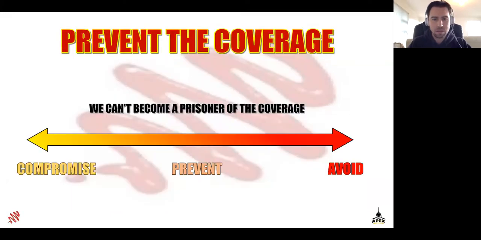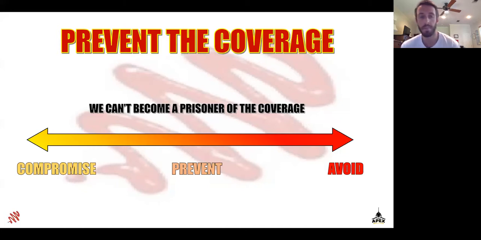All right, now shift into preventing the coverage. We'll focus on this section before we shift to speaking about punishing the coverage. We talked about this continuum. So you can see here, when we're talking about prevent the coverage, we do not want to be a prisoner of the coverage. So you saw the example of the Trailblazers in year 1 versus the Pelicans.